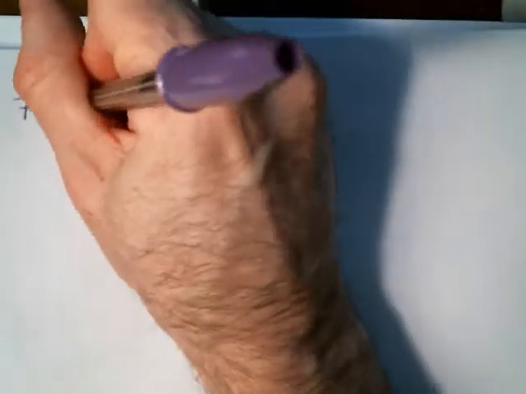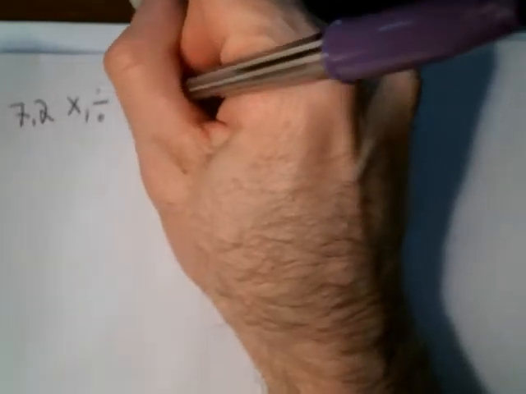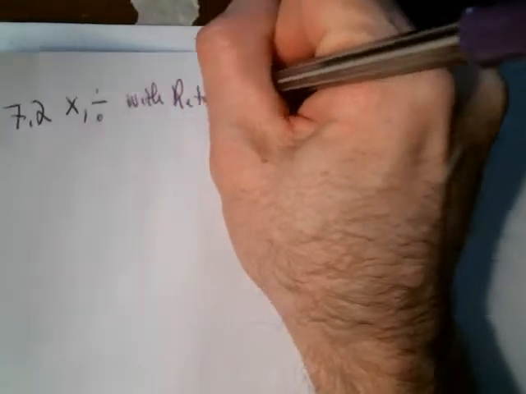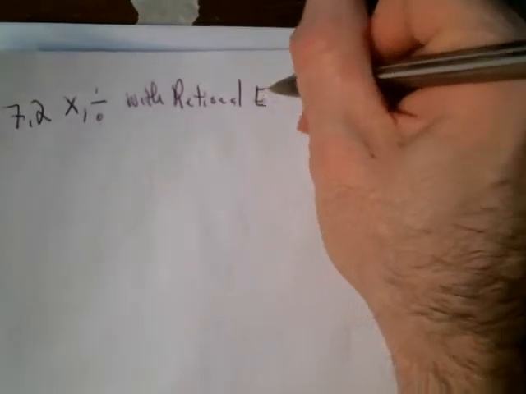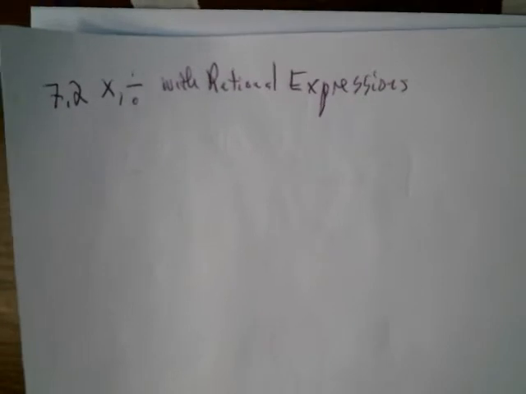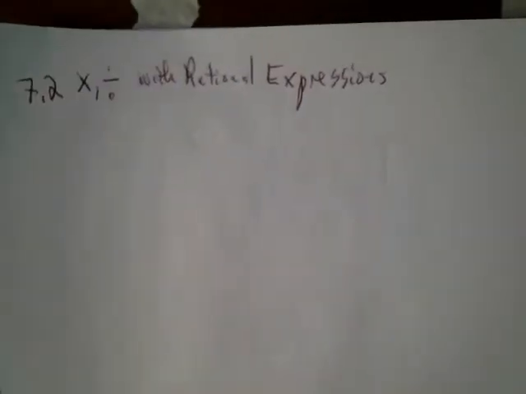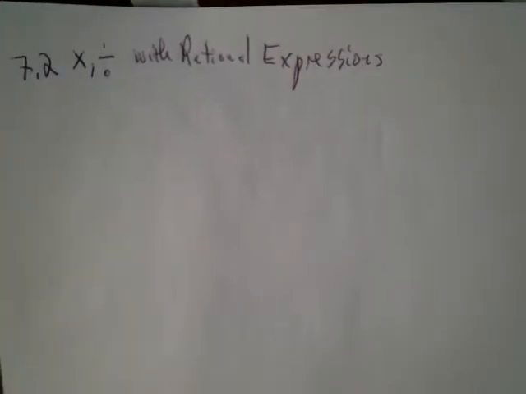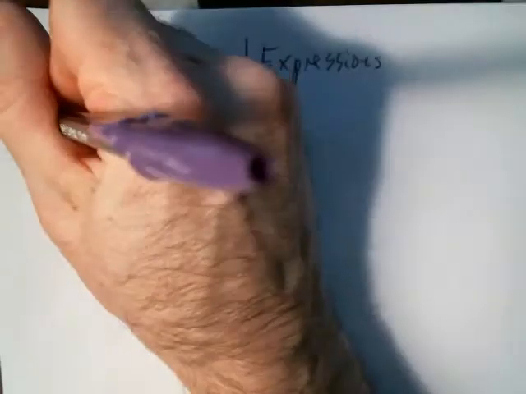Okay, welcome back. This time we want to continue our exploration of fractions, but now with variables. We're going to look at multiplication and division with rational expressions. Basically all we're doing is retracing your education of fractions, but now with variables. So it's not really all that new.